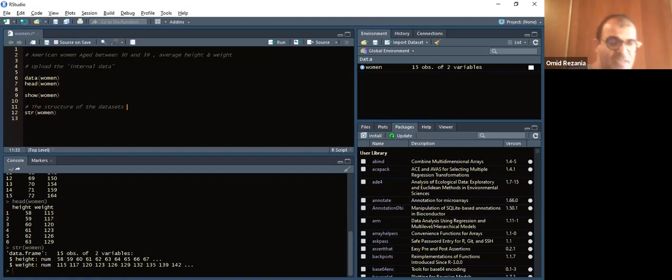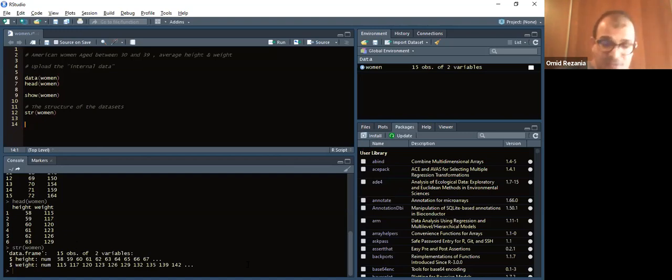And that's what it means. The structure: you set str and the name of the data, the woman. The structure of the data set is always crucial to start with, to see how many variables you have, how many observations it contains, and, for example, what kind of numbers it has. Okay, that's the first thing.